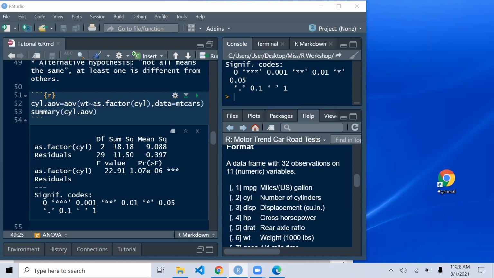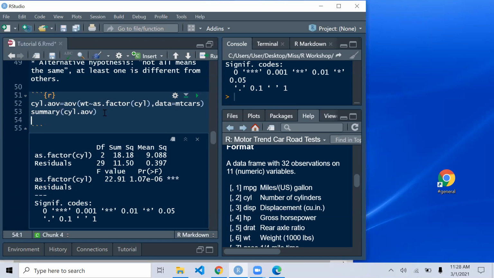You can see that the sum of squares for the as dot factor is 18.18. The sum of squares for the residual is 11.50. So what it's doing is taking the ratio of the mean squares for these two things. The degrees of freedom for as dot factor, because you have three different groups, is k minus 1, which is 2. And then you have n minus k minus 1. So n is 32 minus 2 is 30 minus 1 is 29. So this is why you have this thing.